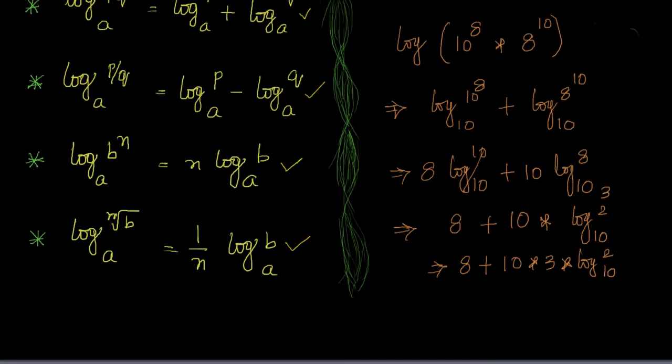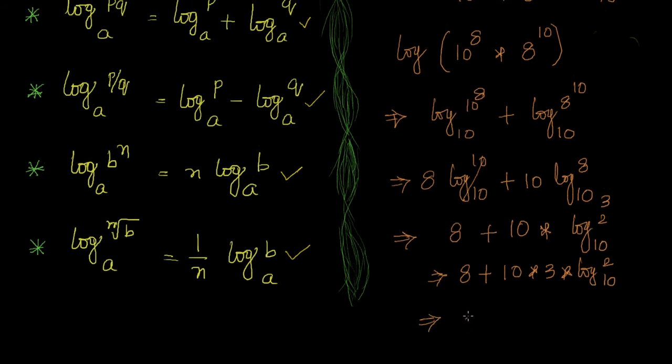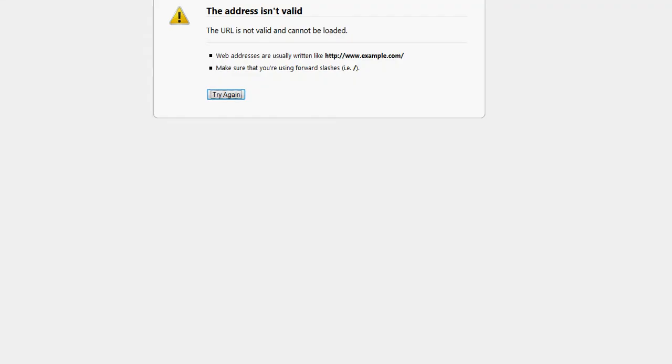Let me just go to the next step here. That's nothing but equal to 8 plus 30 into log 2. I know the log 2 value is 0.3010. I remember, but anyway I will not take risk, I will just get it out. Okay, I have some problem here. Let me see if I can get it up.